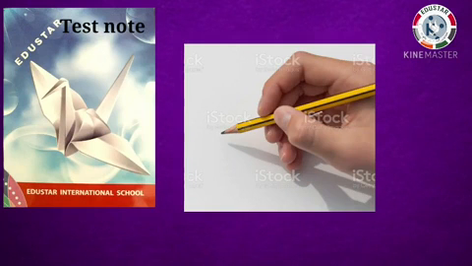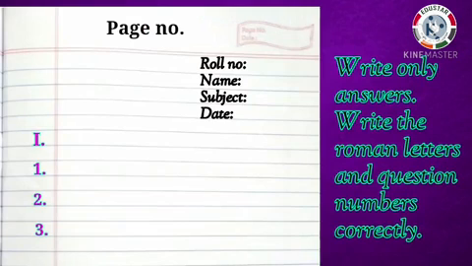Dear students, write the English Term 1 exam in the test note. Use pencil to write the test. Write page number, your roll number, name, subject and date. Write only answers. No need to write questions. Write the Roman letters and question numbers correctly. In your test note, leave one line between each and every line you are writing. Your test note presentation should be neat.